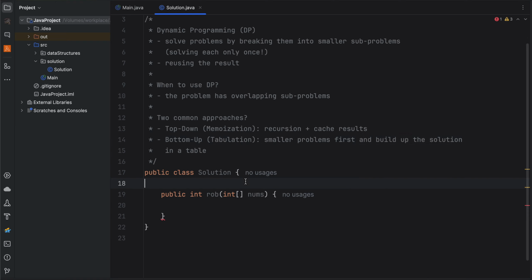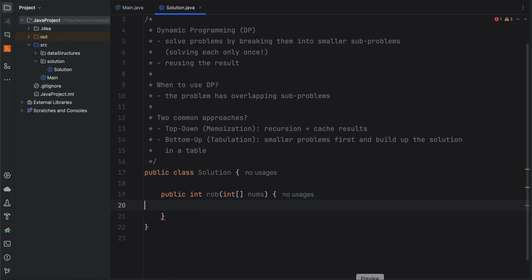Here we have to implement the method called rob, which takes an integer array as an input, and which returns an integer which represents the maximum amount of money we can get from the provided houses. So nums of i represents the amount of money in the house indexed with i, so in the i plus 1th house, basically.